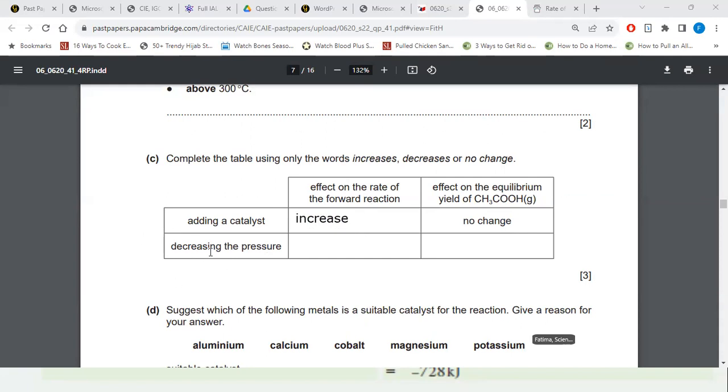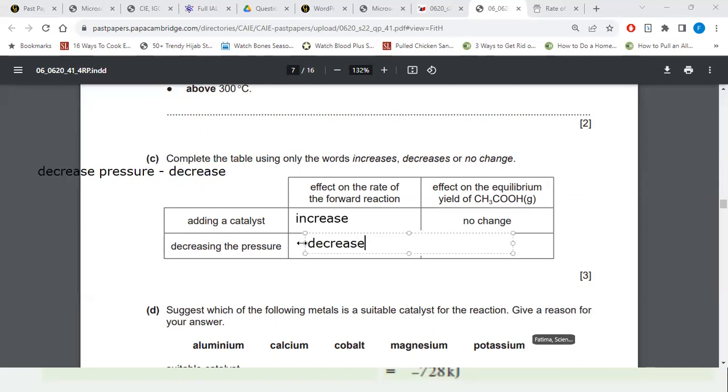Next, they're saying pressure. What is the effect of pressure on the rate of reaction? If I decrease the pressure, what happens to the speed of reaction, the rate of reaction? It's gonna decrease. Yes, correct. So I'm going to write down decrease.